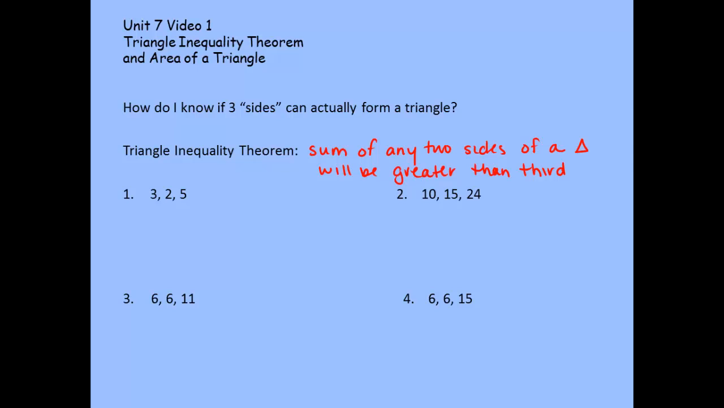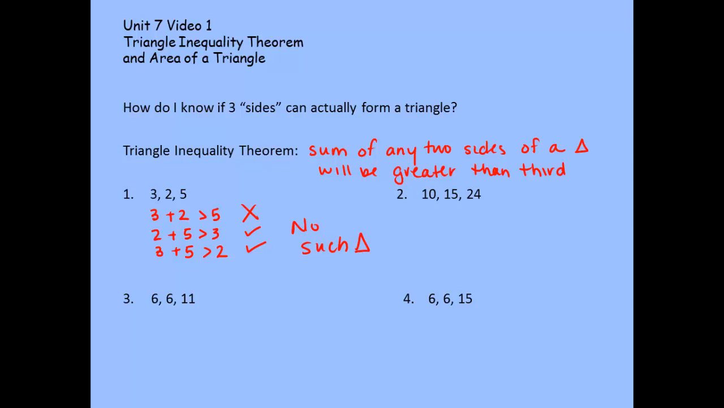So I'm going to go ahead and pair up all the different possibilities I have here. I'm going to add 3 plus 2, 2 plus 5, and 3 plus 5. Now, according to the triangle inequality theorem, the two sides I've chosen in all situations must be greater than the third side. 3 plus 2 greater than 5? Oh, that doesn't work. 2 plus 5 greater than 3, and 3 plus 5 is greater than 2. So because we have a situation where one of the sums is not greater than the third side of the triangle, there is no such triangle.